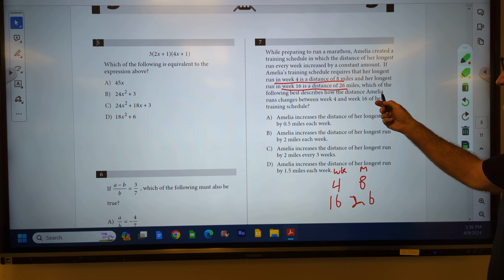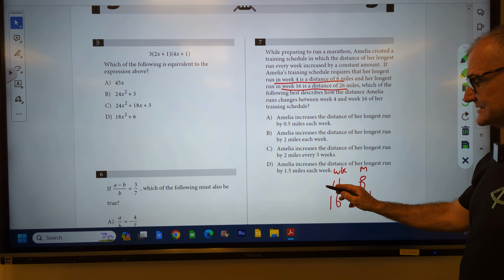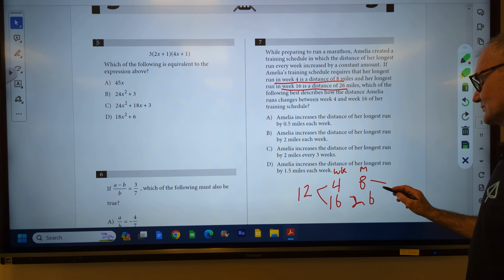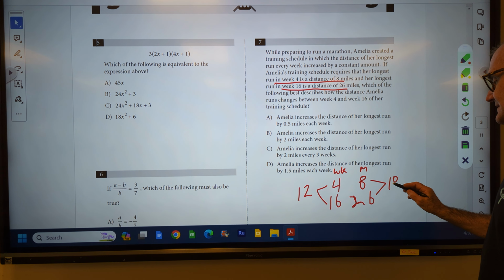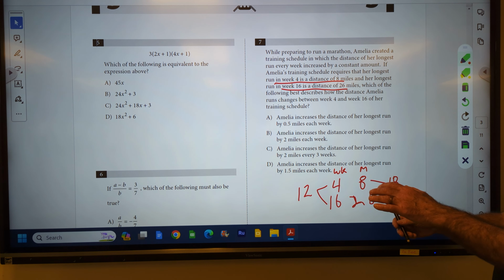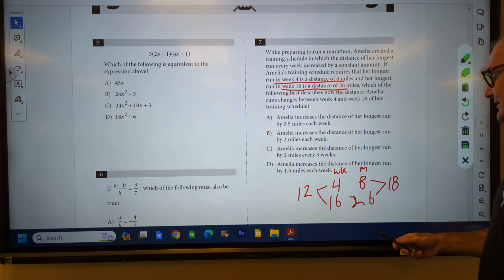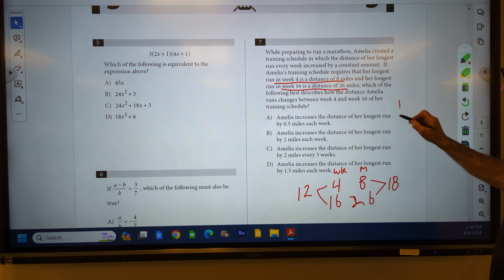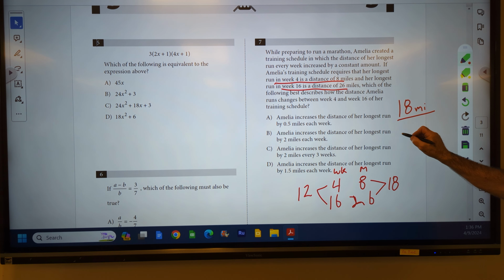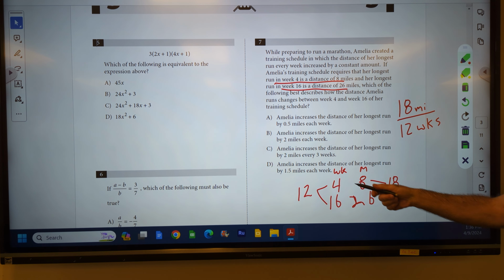Which of the following best describes between week 4 and week 16? So from 4 to 16, that's a total of 12 weeks. From 8 to 26, that's a total of 18 miles. So she runs 18 miles in 12 weeks, so that's the rate of change. Look at my answers, miles per week, miles per week. They're all miles per week. So I'm going to take these 18 miles, put them in the numerator, divide them by the 12 weeks, and that's going to give me miles per week like all my answers are.